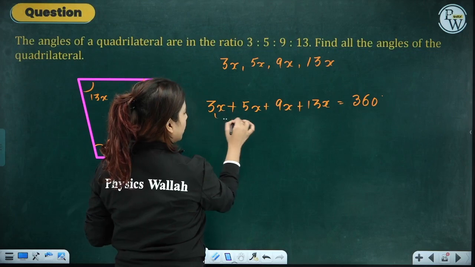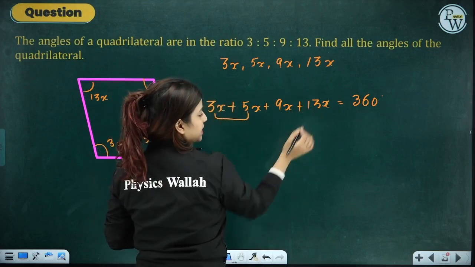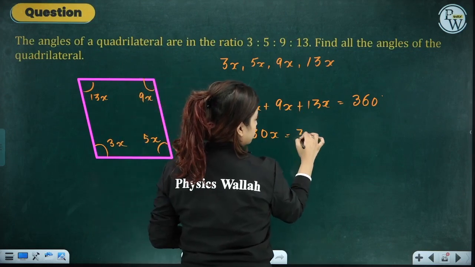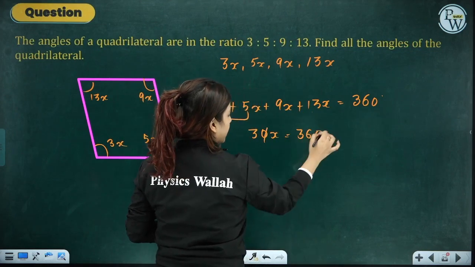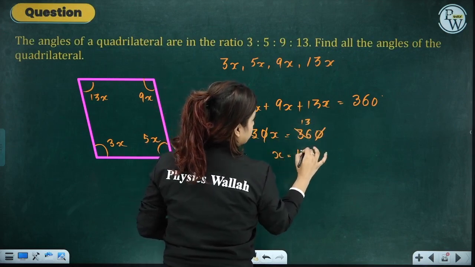Now what we have over here is 5 and 3. This will give us what? 8. 8 and 9 will simply give us 17, and 17 plus 13 will give us 30x is equal to 360. 0 and 0, 30. So basically the value of x comes out to be 13.